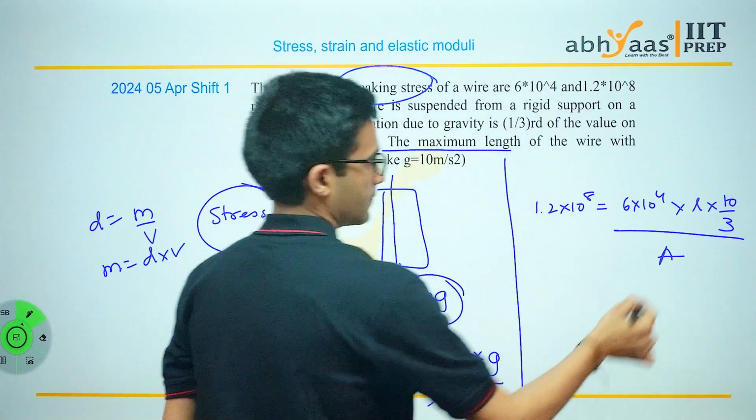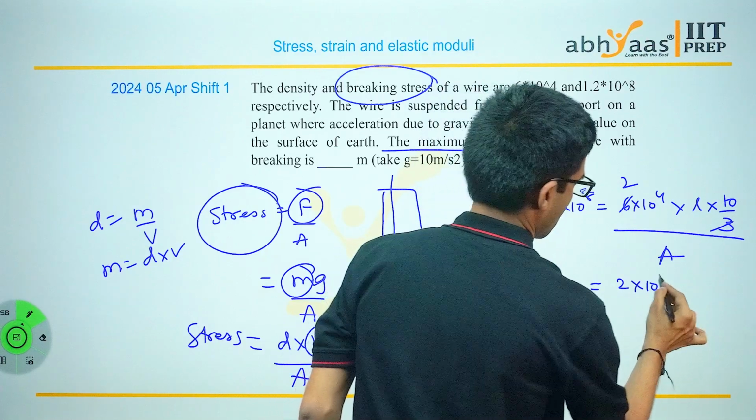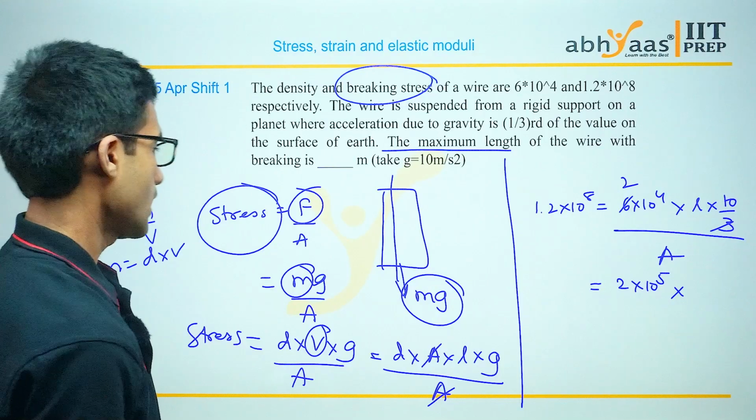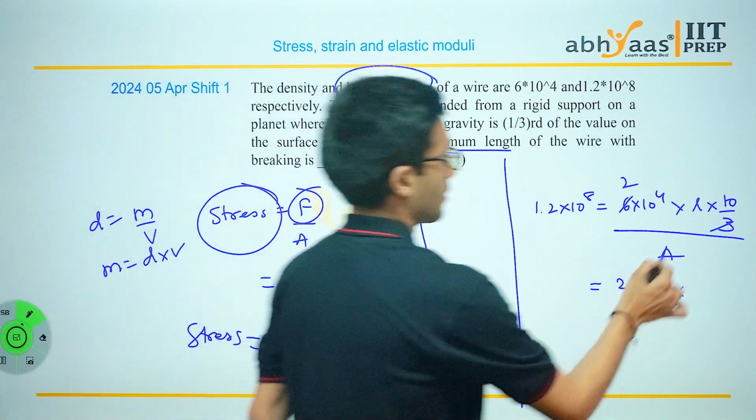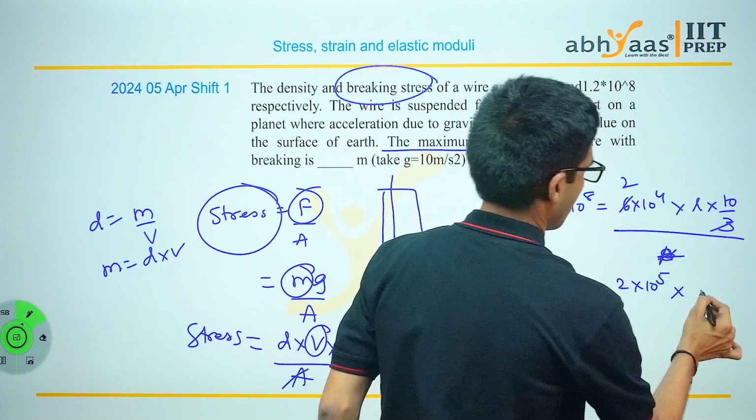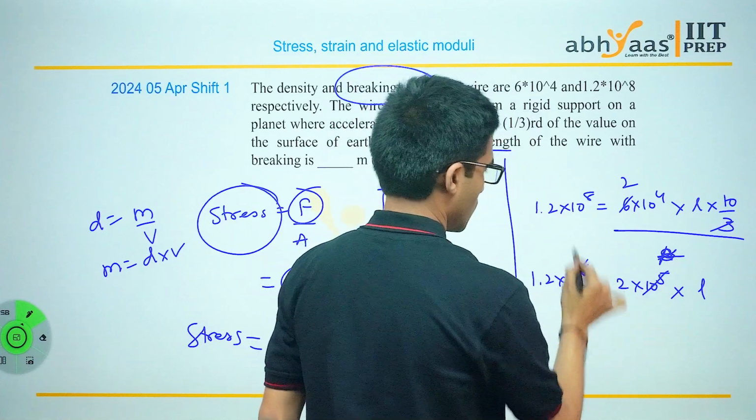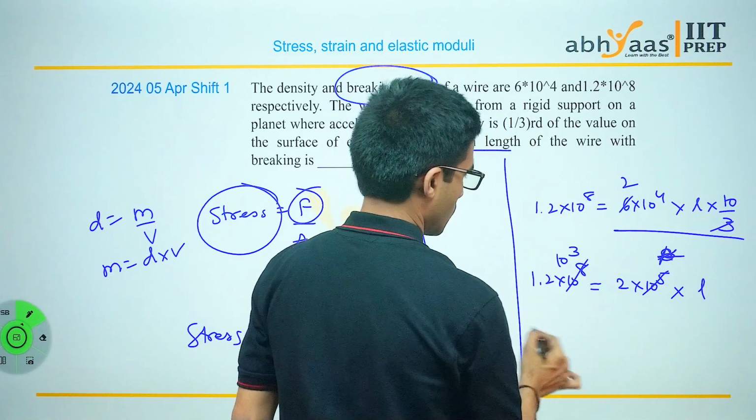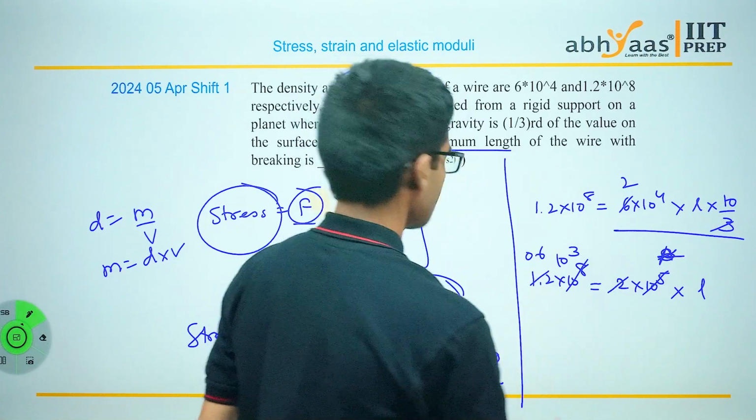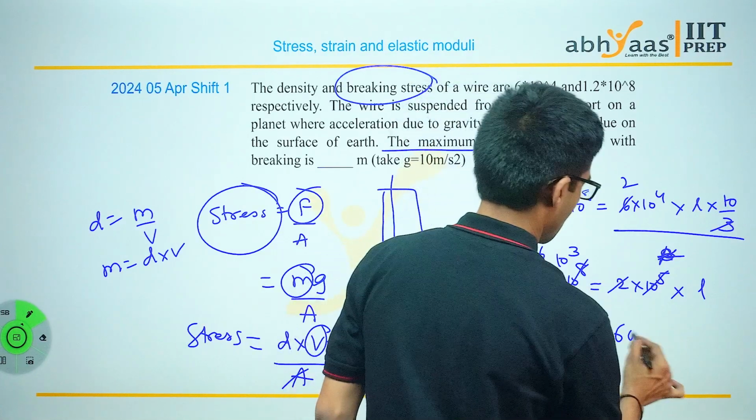Here 3 to 6, 2 into 10 power 5. Area cancels. So 2 into 10 power 5 into L is equal to 1.2 into 10 power 8. So then 10 cube, 1 by 2 into 6, 0.6. Then what will you get? Length, that is 10 cube into 0.6, which is 600 meters.